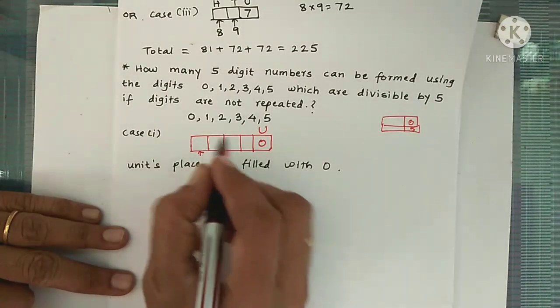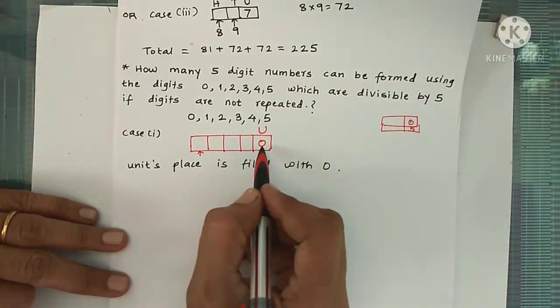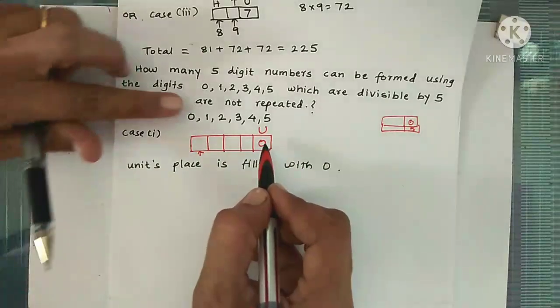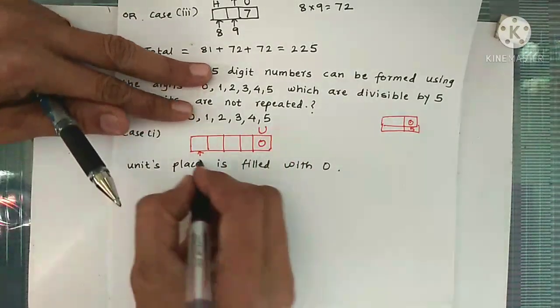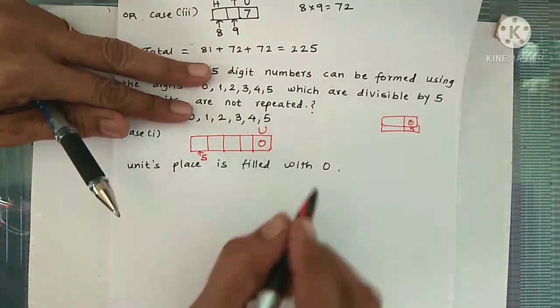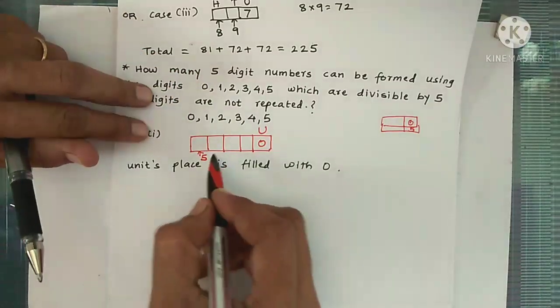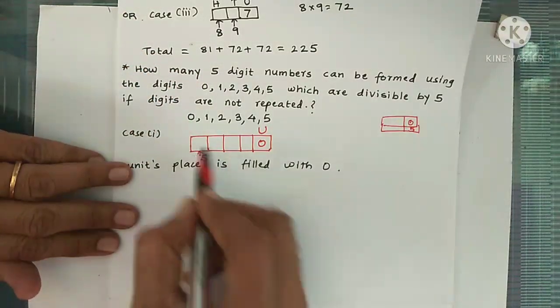So for the first one, see, 0 is used here, repetition is not allowed. So 0 is already used. So we have 5 digits left. So here any of the digits can be placed. So we have 5 choices for the first place.